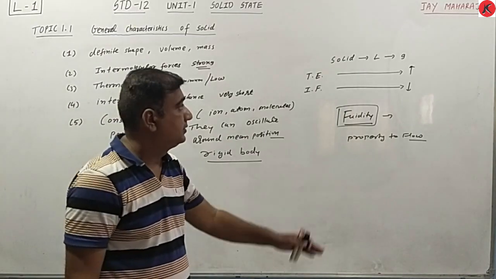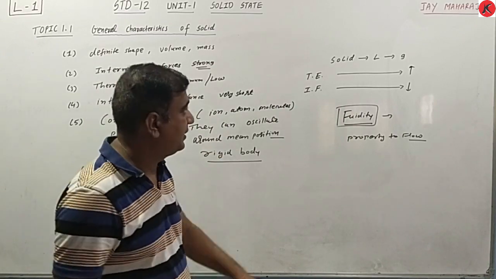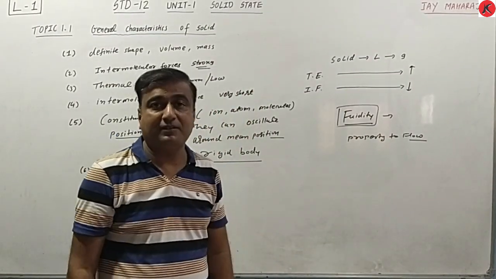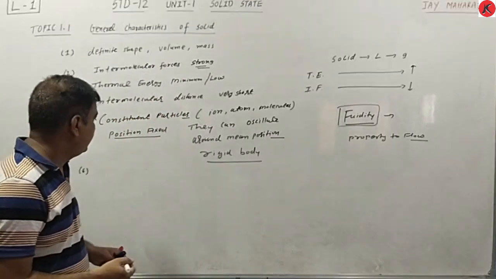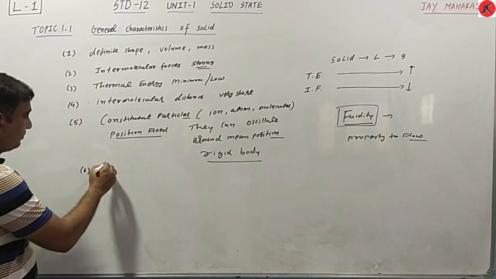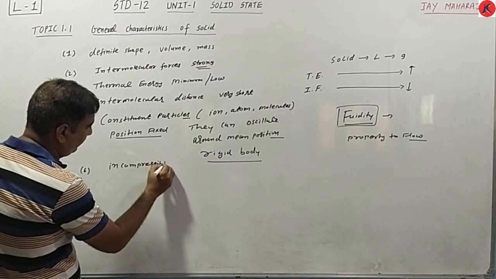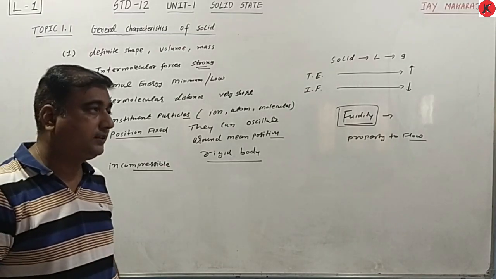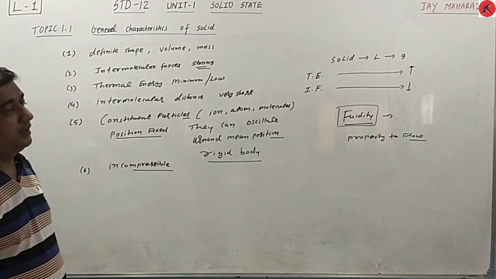Pressure: solid, liquid and gas. Maximum effect of pressure is found on gaseous state. In solid, the effect of pressure is minimum because particles are closely packed. That means solids are incompressible. These are the general characteristics of solid substances. Okay.